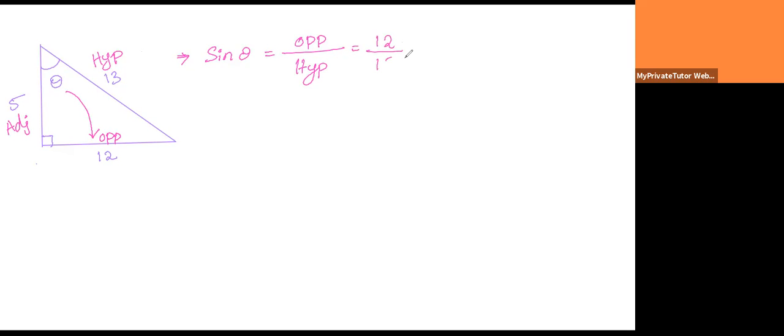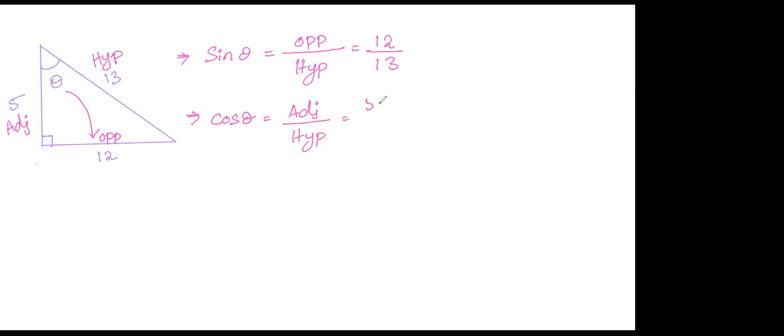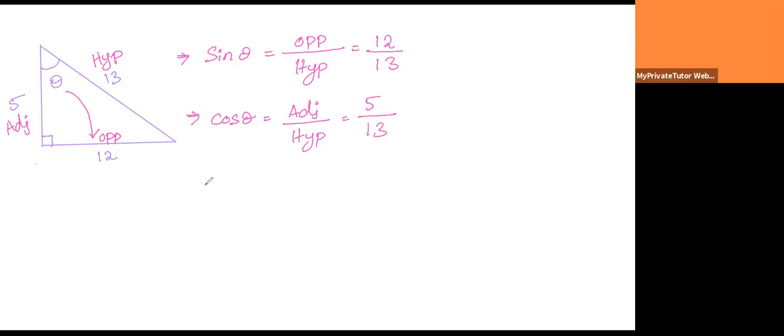As Joseph said, it is 12 over 13. And cos theta is nothing but adjacent side divided by hypotenuse side, which is 5 over 13. And quickly let's do the others. What about tan theta? Tan theta equals opposite over adjacent. You can solve using this way, or else you can use sine theta divided by cos theta. Both are the same, guys, okay? So whichever you want to remember, you can.